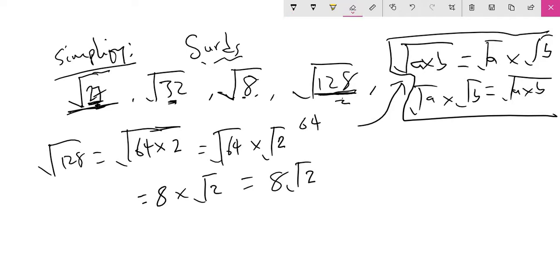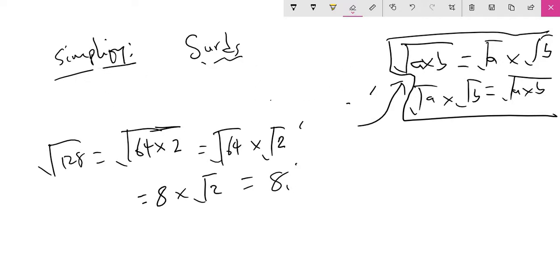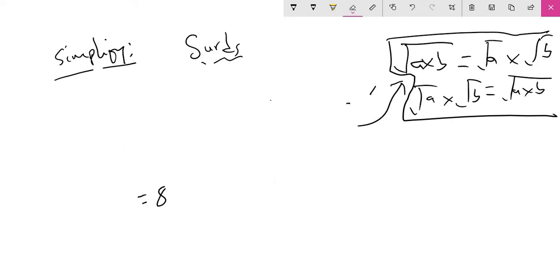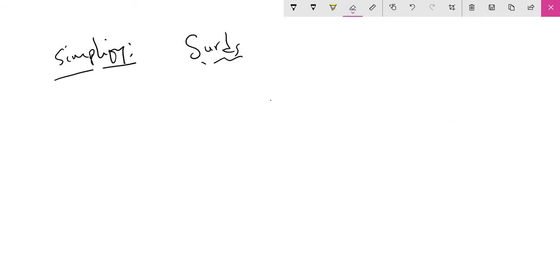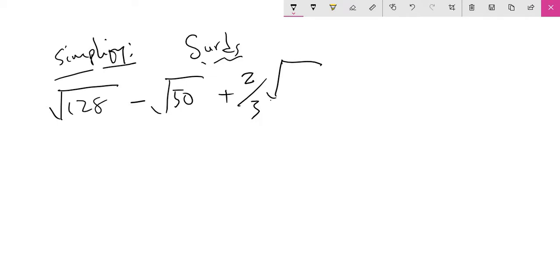Now why don't we combine simplification with our addition and subtraction and try to make this a little more complex. As I write down the expressions to be simplified, you can pause the video and try your hands on it, applying what we've learned so far. So let's say we are to simplify root 128 minus root 50 plus 2 over 3 root 162. You can pause the video and try to see if you can actually solve this. Otherwise, I'm just going to jump right in.